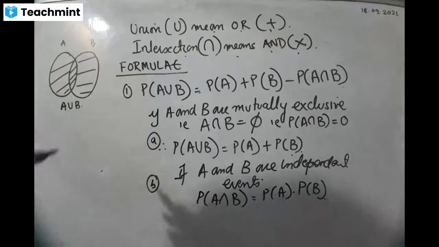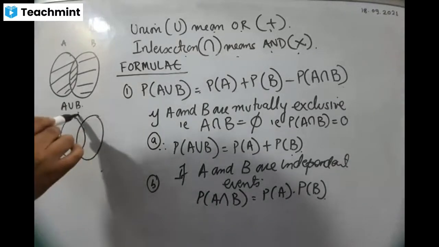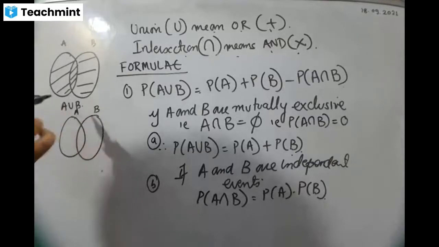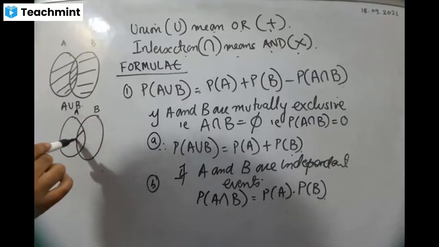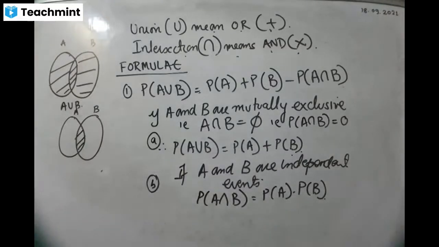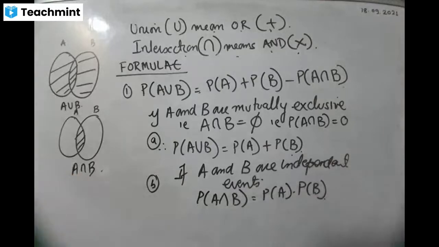Is that clear? Okay, next. Union is understood. Intersection means only the region which is common to A and B. So the elements which are common to A and B, we call it intersection. So A intersection B. Please take a screenshot of this.